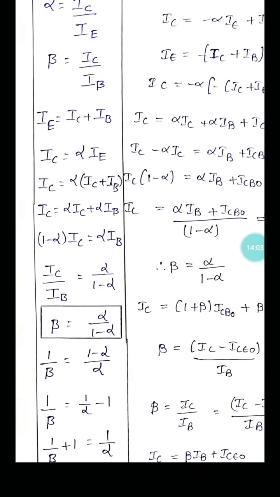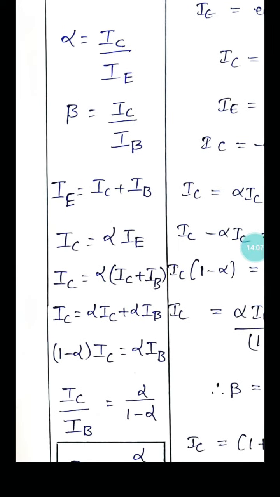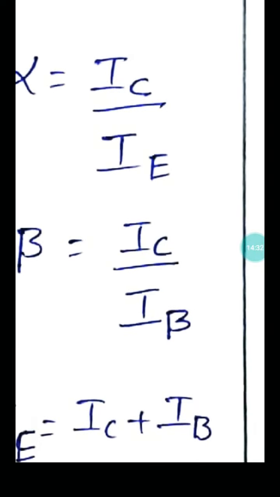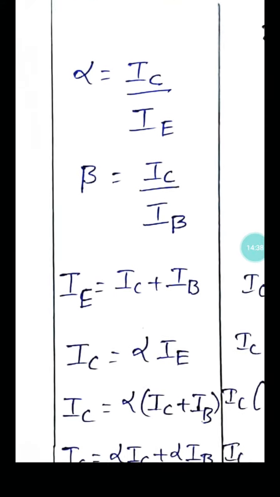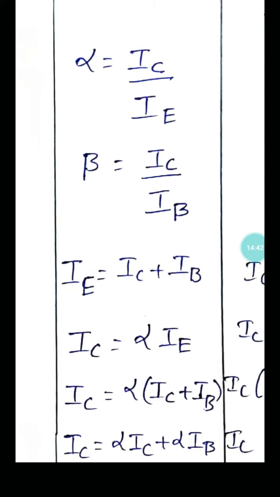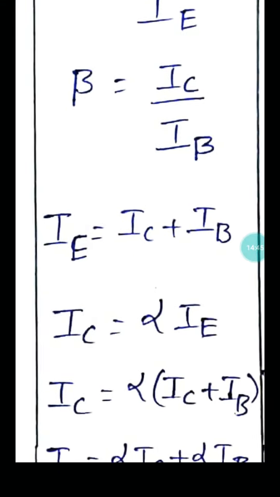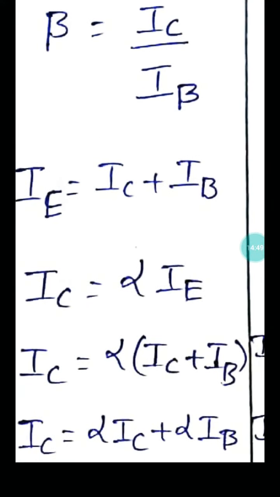You can also observe one more derivation, how to find the alpha beta relations. You know very well, alpha is equal to IC by IE for common base configuration, and beta is equal to IC by IB for common emitter configuration. The universal equation is IE is equal to IC plus IB. First let us take alpha is equal to IC by IE. What is IC? IC is equal to alpha into IE. Now substitute IE with IC plus IB in this equation.